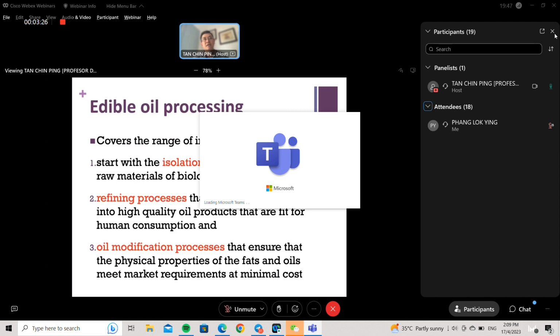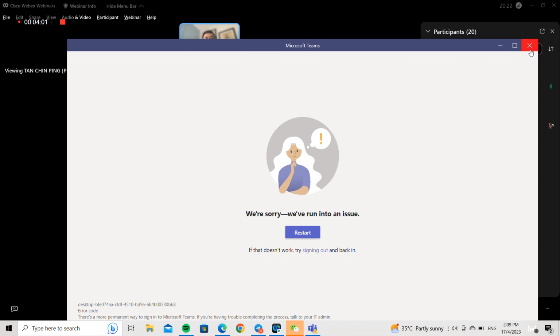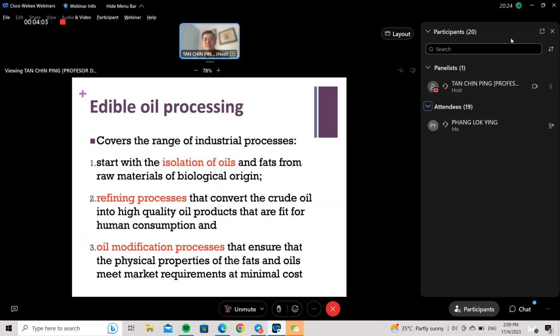And that process is actually more relevant to food science and technology students, because for isolations of oils or fats or extractions of oils and fats, the finished product, which is usually termed as crude oil or raw oil, is not fit for human consumption. So therefore, since the finished product is not fit for human consumption, generally we don't regard that process as relevant to food science and technology students.